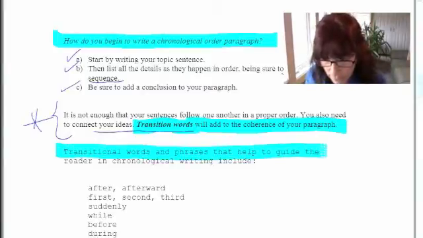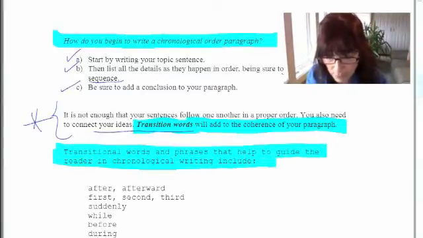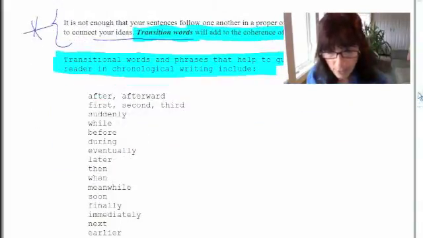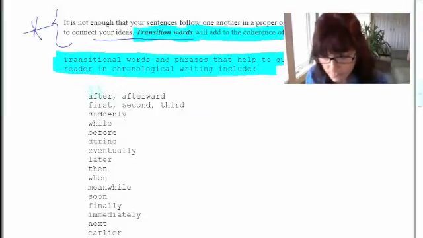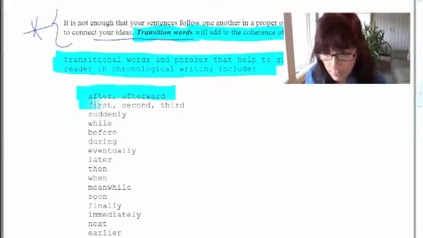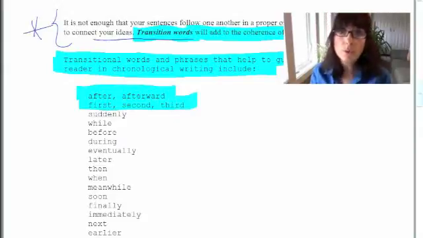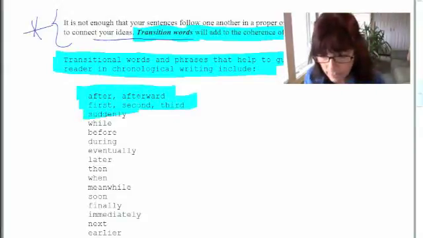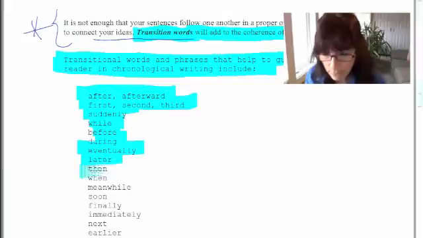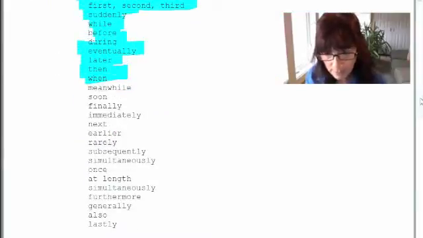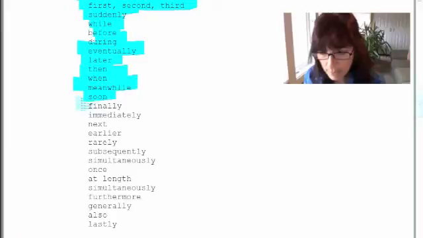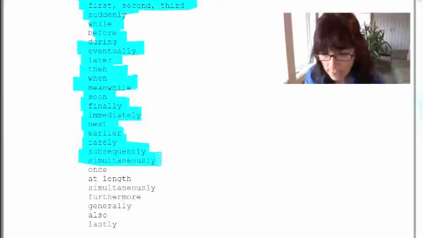So I've included transitional words and phrases that can help to guide a reader in chronological writing format. And here they are. I just will read through them quickly. After or afterward, first, second, or third. These are all good words, transition words to include in the body of your writing. Suddenly, while, before, during, eventually, later, then, when. Other choices are meanwhile, soon, finally, immediately, next, earlier, rarely, subsequently, simultaneously, meaning at the same time, once, at length.